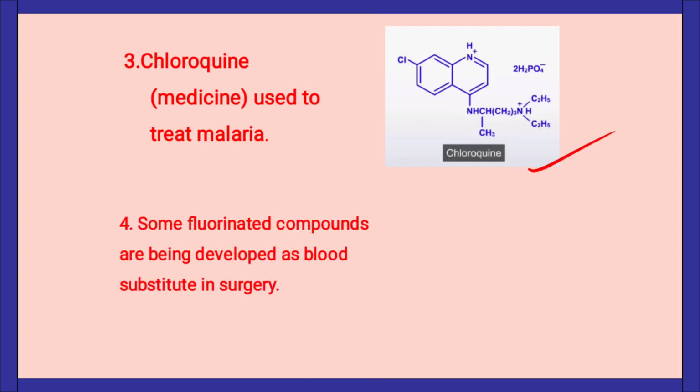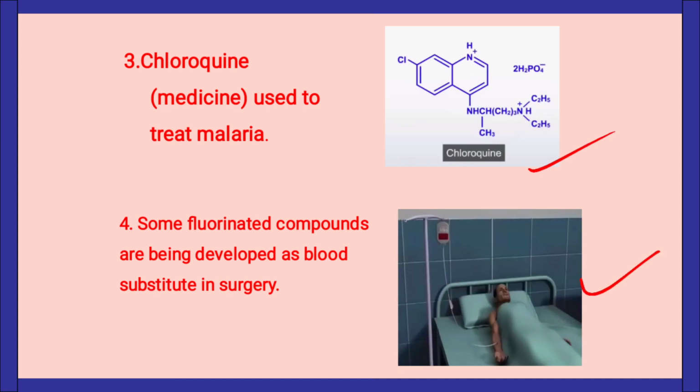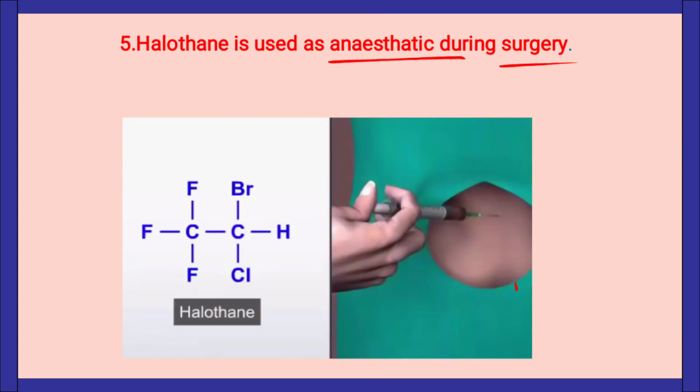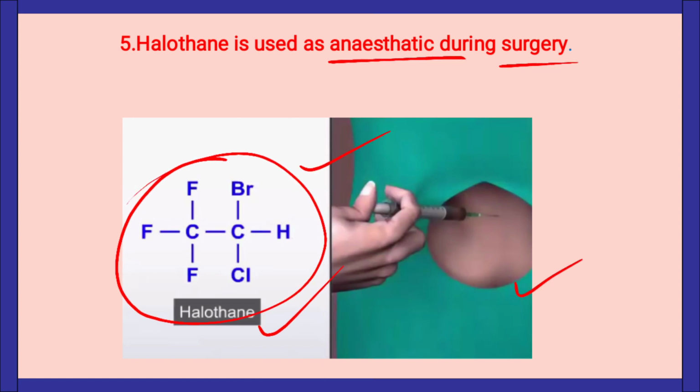Fourth would be some of the fluorinated compounds being developed as a blood substitute in surgery. Right? Halothane is used as an anesthetic during surgery. Right? इसको बोलते हैं हम to make the person unconscious. बेहोश करने के काम आती है. This is what its structure looks like.